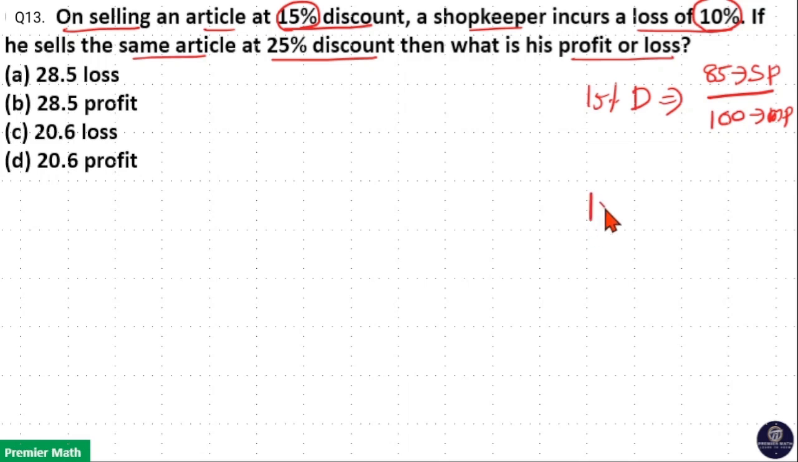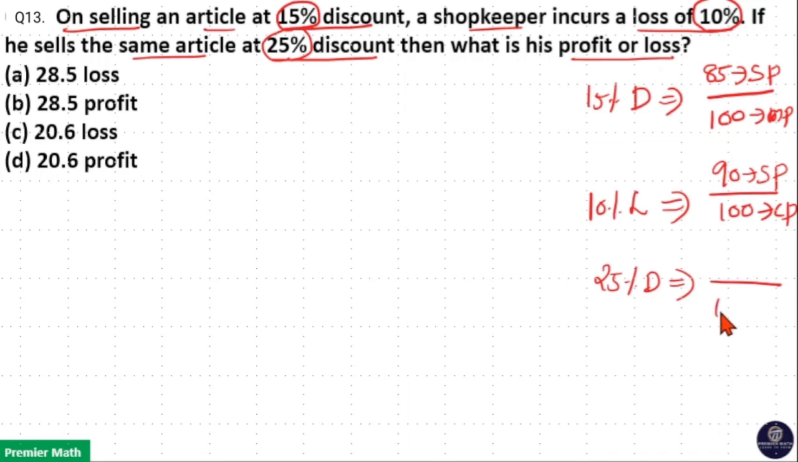So, 10% loss means if 100 rupees is the cost price, cost of the article is 100 rupees, then 100 minus 10, 90 rupees is the selling price. That is 10% loss. Now, he sells the same article at 25% discount. Here 25% discount means if 100 rupees is the MRP, that is marked price, then 100 minus 25, 75 rupees is the selling price. Now take all these ratios.